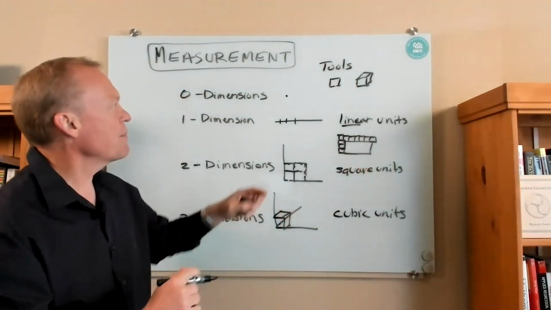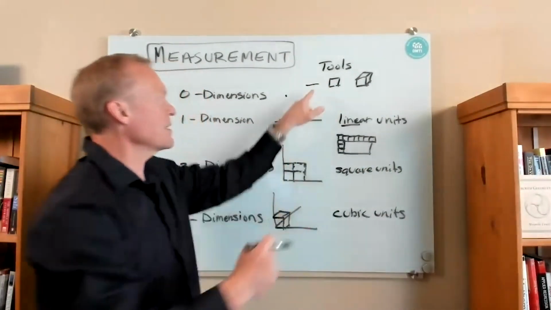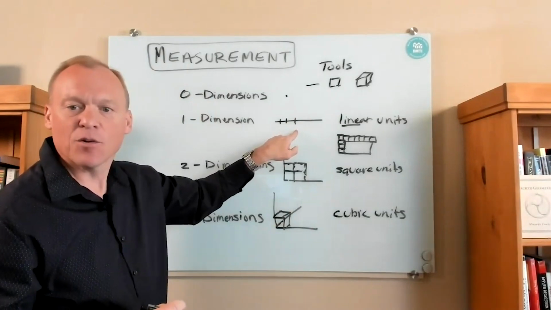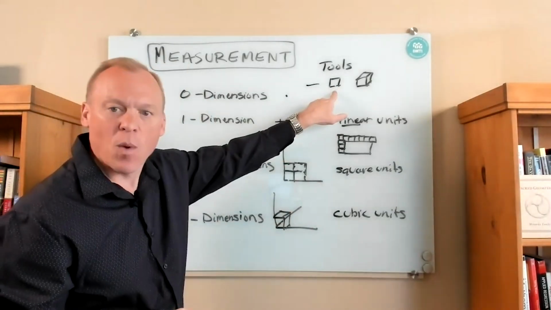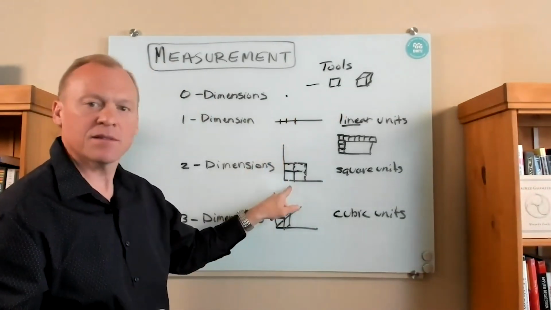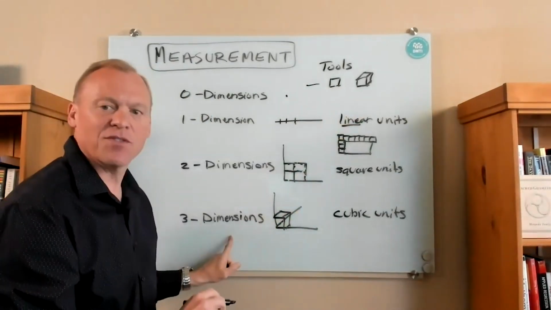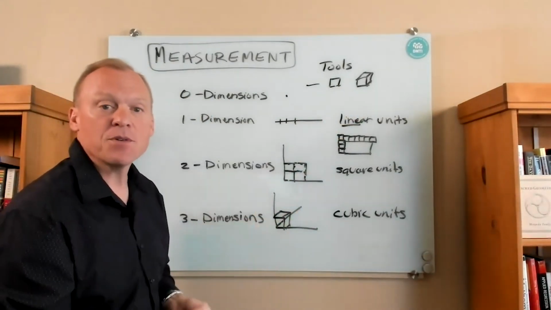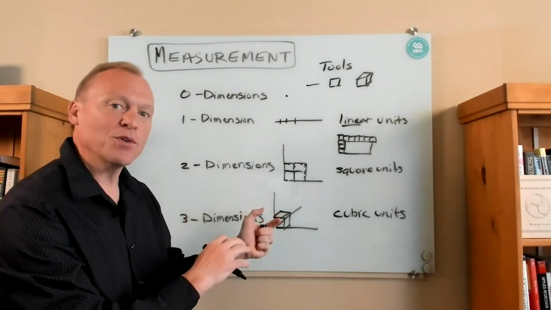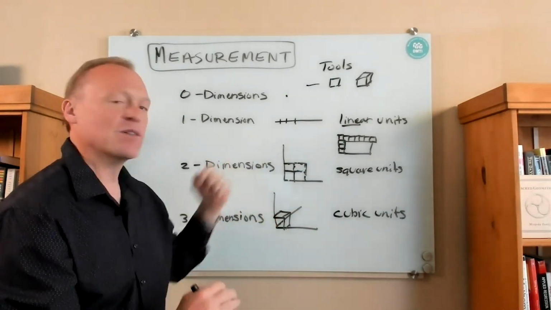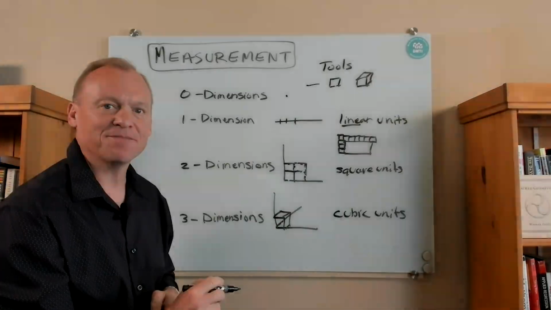So again, thinking about which tools, we want to have a linear tool to measure things that are in 1 dimension, or linear, square units to measure 2 dimensions to cover an area, and a cubic unit to measure things in 3 dimensions. So hopefully this helps you in thinking about the appropriate tools we use as we measure things in 1 dimension, 2 dimensions, and 3 dimensions.